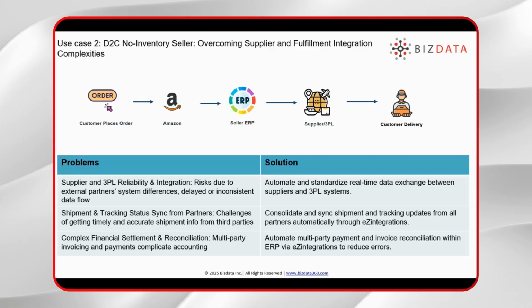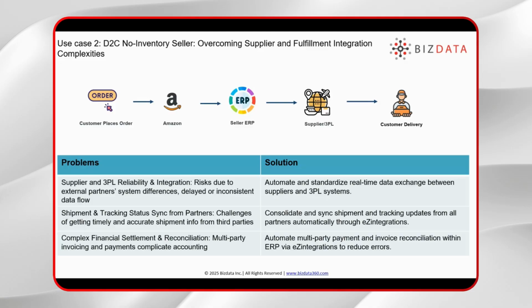On the screen, you can see a simplified workflow for this type of business. A customer places an order, perhaps through an Amazon store. That order goes through the seller's ERP, which then has to communicate with the supplier or 3PL and get the order shipped. Finally, the customer receives the delivery. This process sounds straightforward, but it's full of complexities.